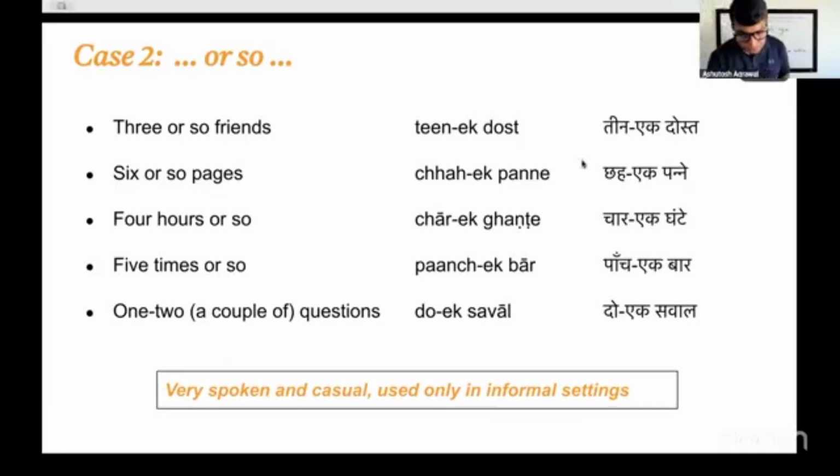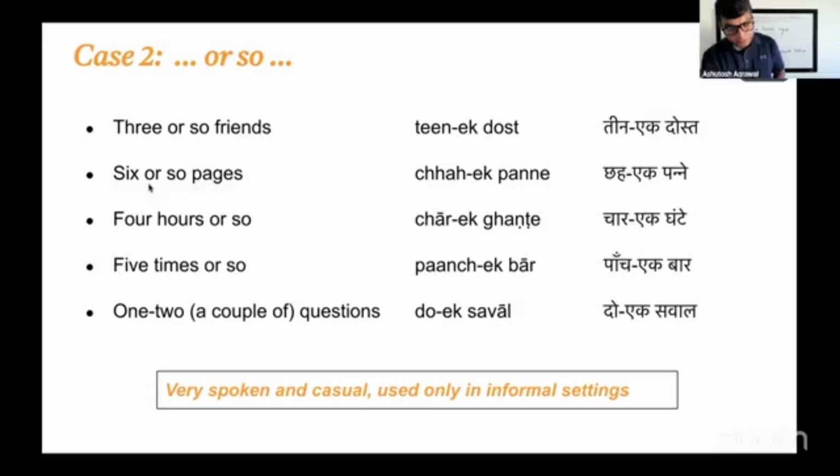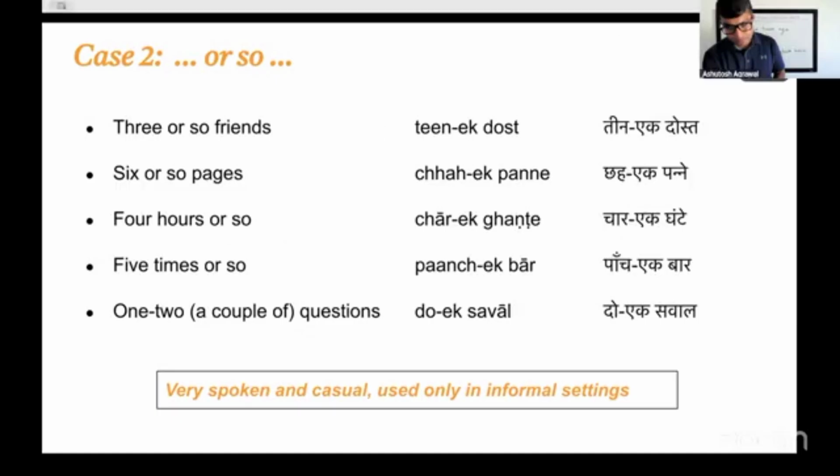Okay, so I'm gonna have Vlad ji, why don't you do the first 3? Read it out loud and slowly. 3 एक दोस्त. Okay, 3 or so friends. Yes. Next one. 6 or so pages. 6 एक पन्ने. Yeah, 6 एक पन्ने. Next one. 4 hours or so. 4 एक घंटे. Beautiful. 4 एक घंटे.